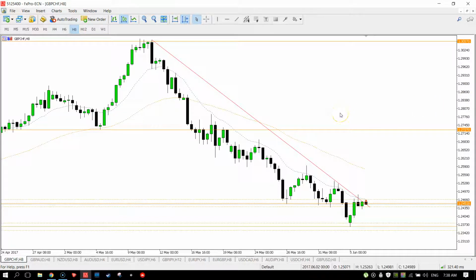I want to show three sort of setups that occurred, and some of them I didn't take for reasons I want to explain. A little bit of price action nuances, and I quickly want to explain the trade that I'm currently in. Let's just jump right to it. So this is British pound, Swiss franc, but first things first.